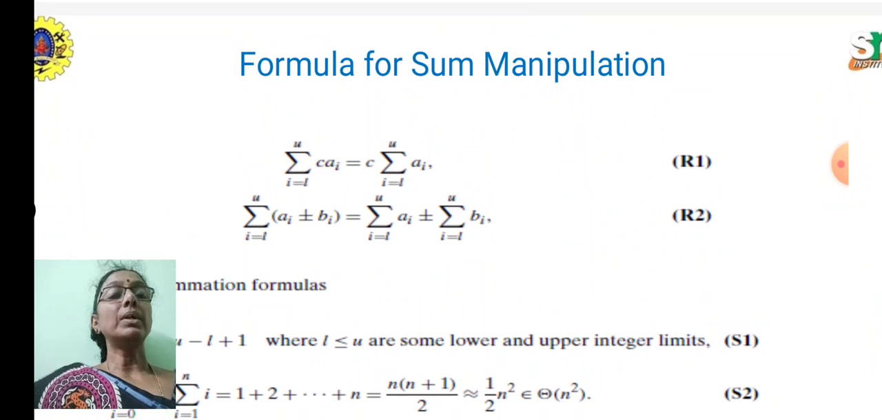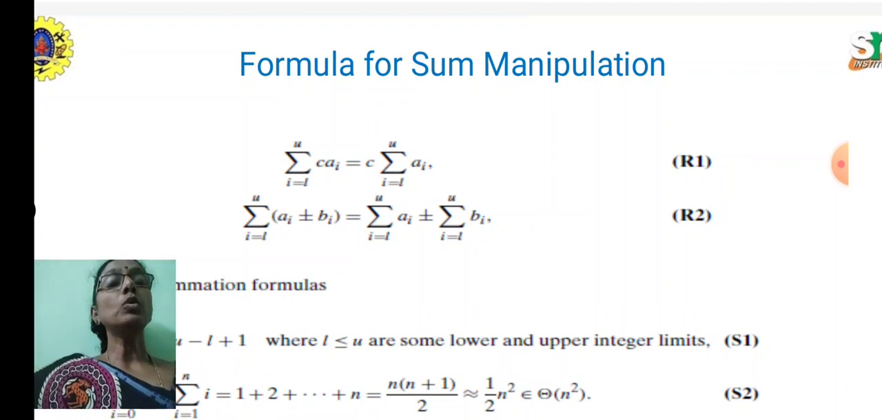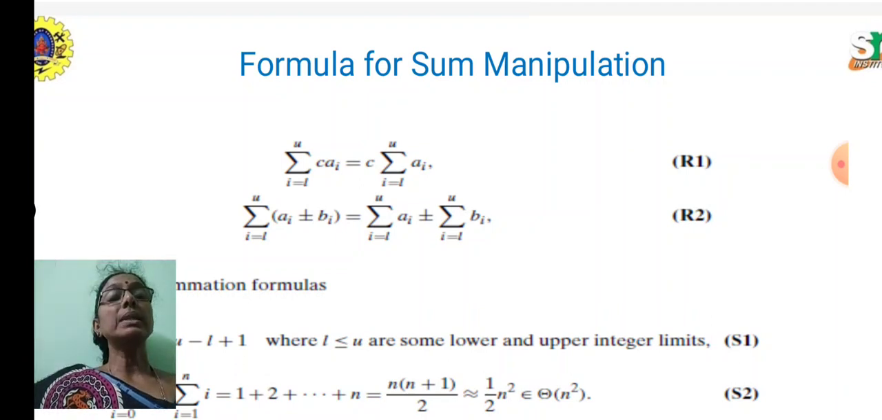There are two formulas for sum manipulation. The first: the summation from i equals 1 to n of c times a of i means the constant value c comes out of the loop, so finally it is c times the summation from i equals 1 to n of a of i. The other statement: for the summation from i equals 1 to n of a of i plus or minus b of i, we can add a of i separately and b of i separately. So these are the two sum manipulation rules.